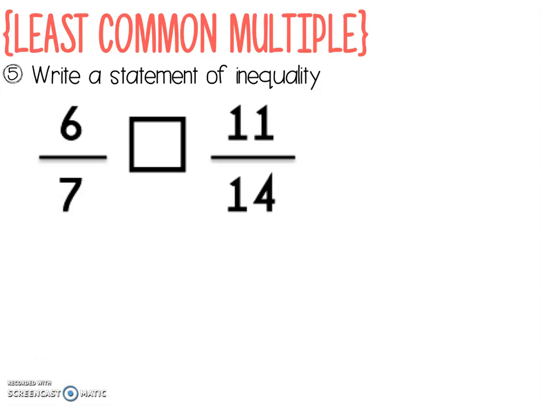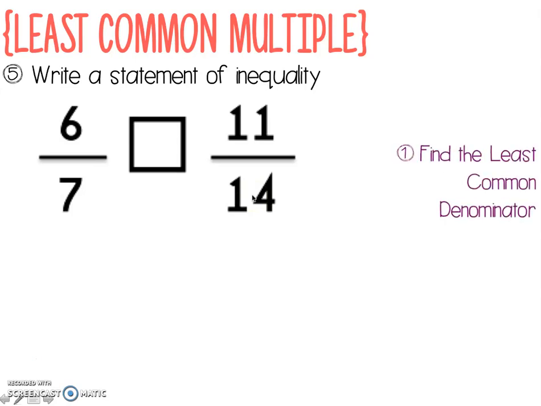Okay, guys, so let's review how to write statements of inequality. So we're comparing fractions using the least common multiple. If you look at number 5, it says to write a statement of inequality, and it gives you 6/7, a blank box, and 11/14.